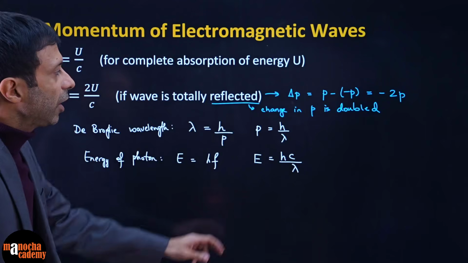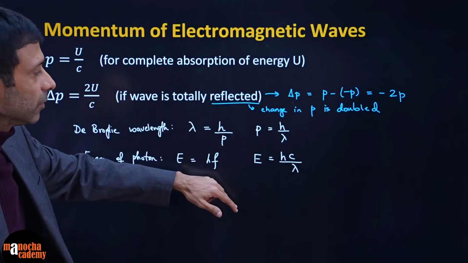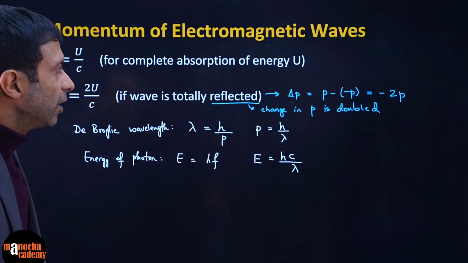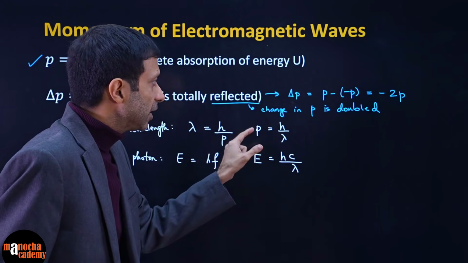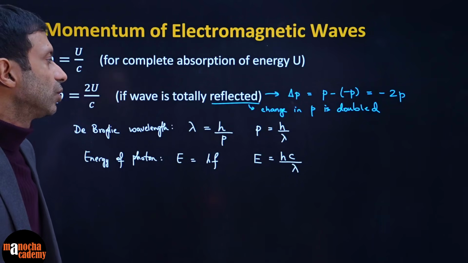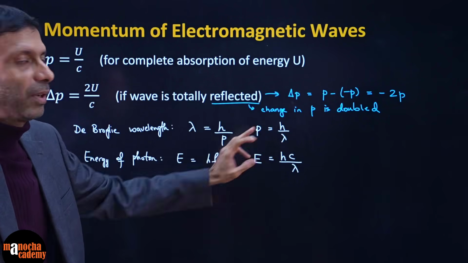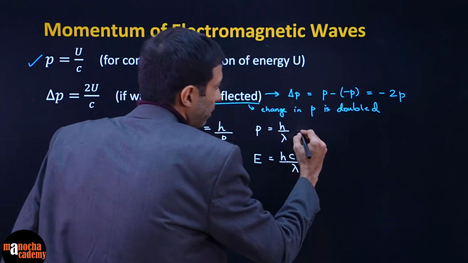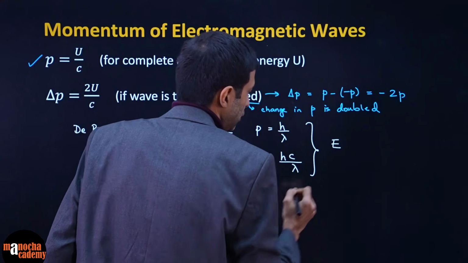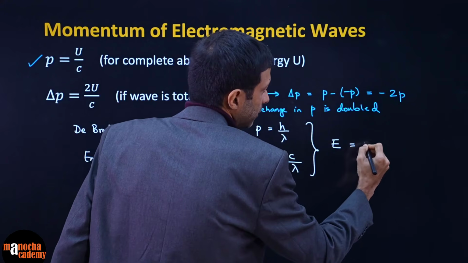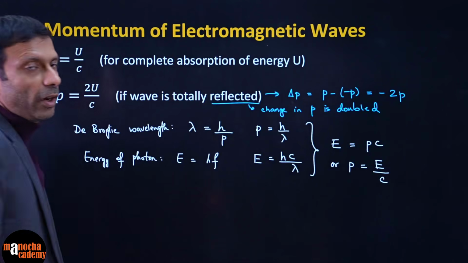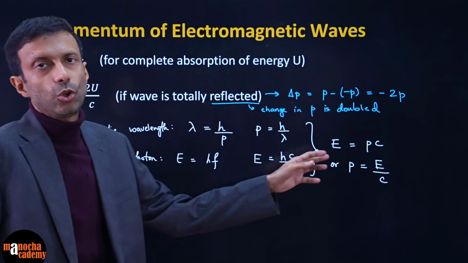Now can you connect these? We have hc by lambda and p equal to h by lambda. If I take h by lambda, is it not p? So if we combine these two equations, we can get E is equal to Pc, or P is equal to E by C. Got it? P is equal to E by C.